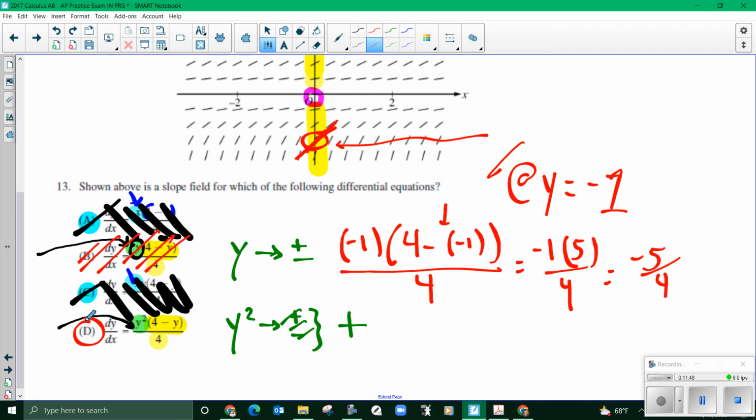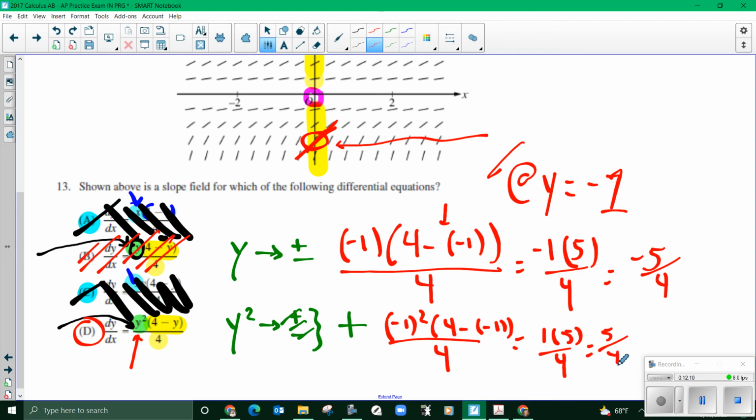And just to check, let's try throwing a -1 in for y here. If I have -1, I'm squaring it this time, times 4 minus a -1 all over 4. That's a +1 times 5 over 4. That's a +5/4. That is absolutely a positive slope.